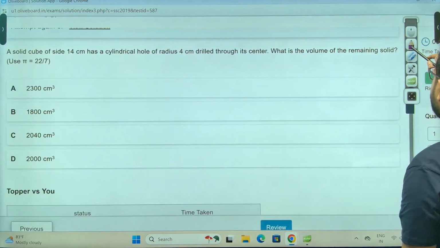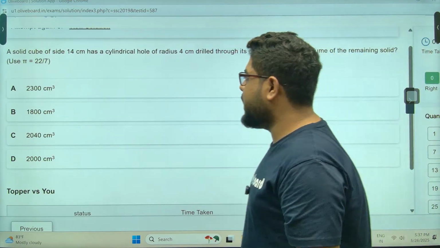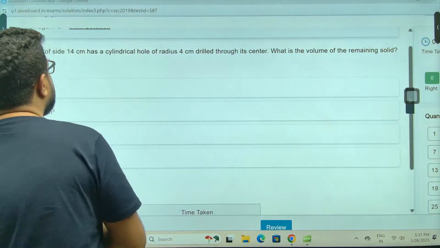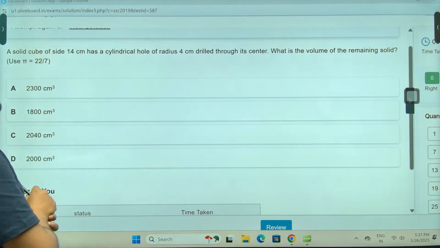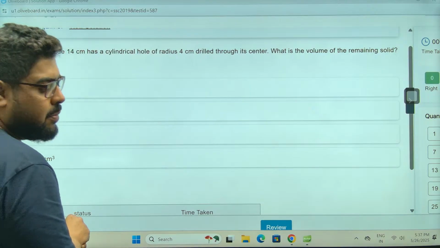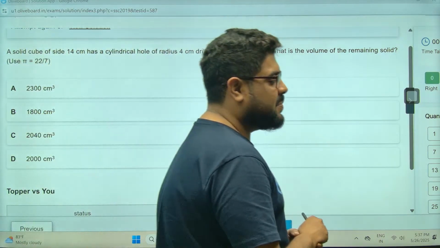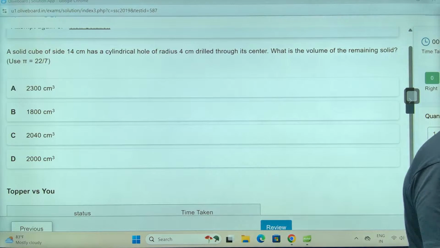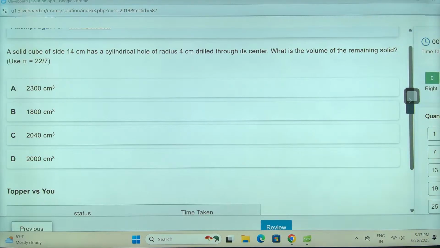A solid cube with a cylindrical hole of radius this. The volume of the remaining solid, again, should be a multiple of 11, I guess. The solid cube is 14, and this is the cylinder.